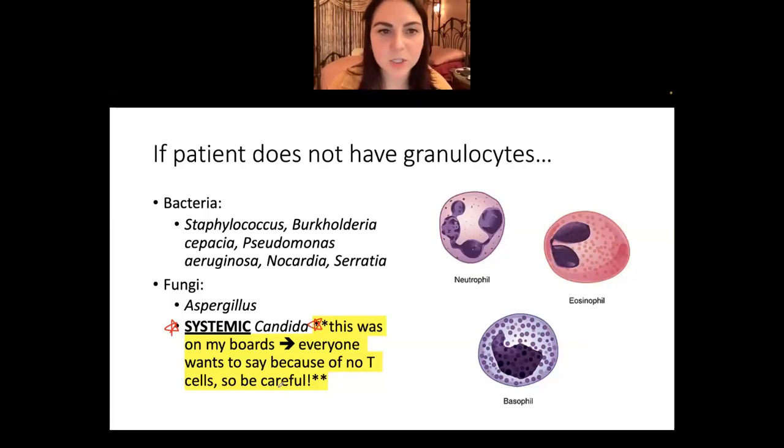I think I emphasized this so much last year because someone brought in a question, like, you said it was T cells. And I'm like, okay, sorry. I'm trying not to overwhelm you. That's why.